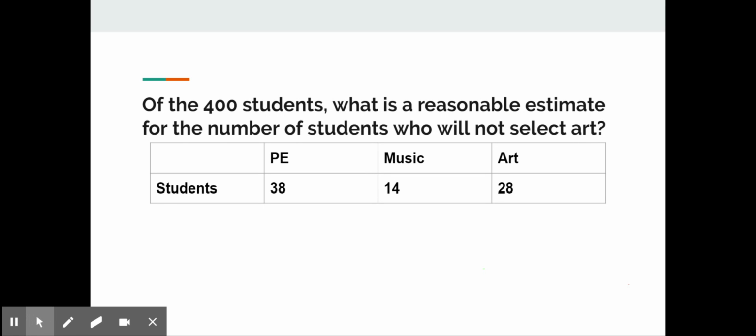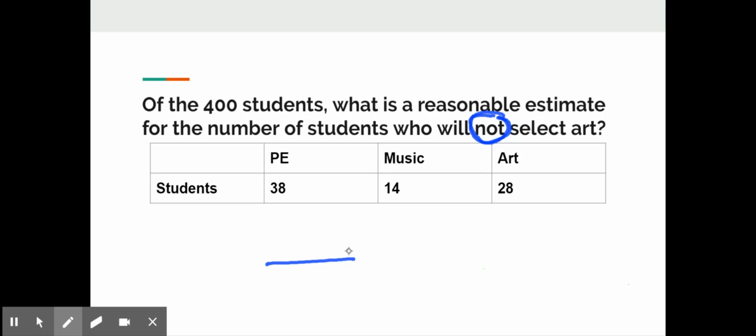Going with the previous example, we've got the same table. Of the 400 students, what is a reasonable estimate for the number of students who will not select art? This is an important question because of this word not. You will have questions like this asked in the future, and it's really to trick you up. So don't get tricked by this word not. That's why highlighters and underlining are really helpful on tests and quizzes.